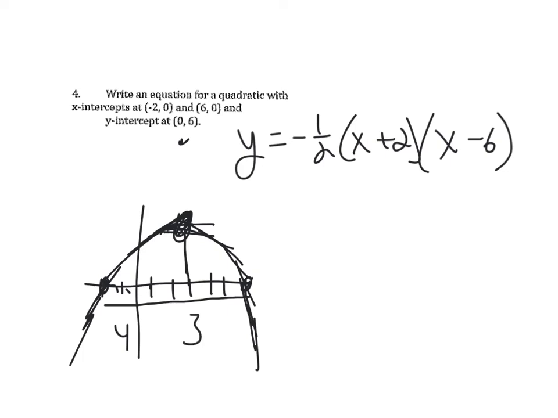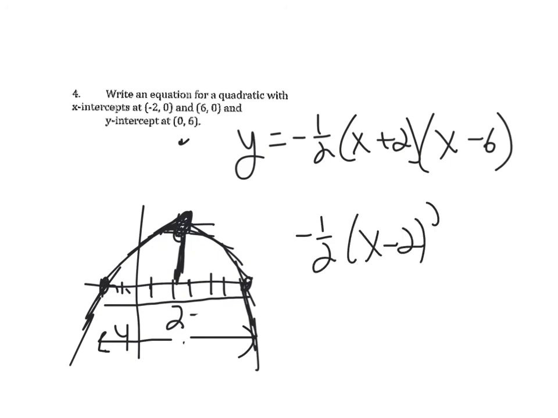And if I add 4 more, oh, it can't be at 3. Must be at 2. Must be at 2, and I can't add or subtract. So that would be at 2, because -2 is 4 places to the left, and positive 6 is 4 places to the right. So I know it's going to be negative 1/2 times (x minus 2) squared.